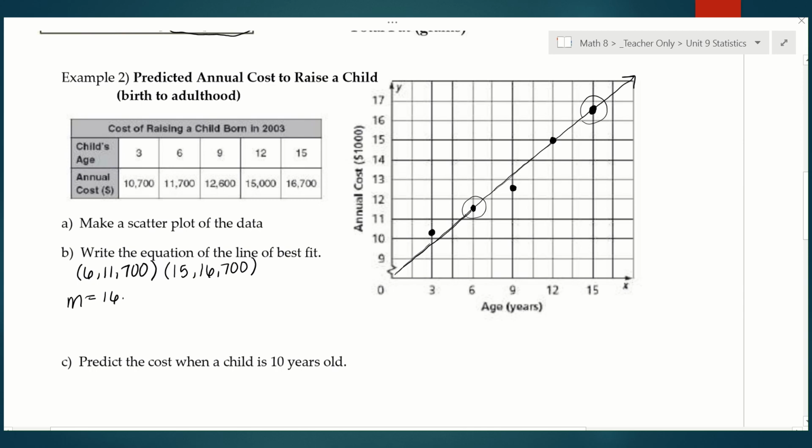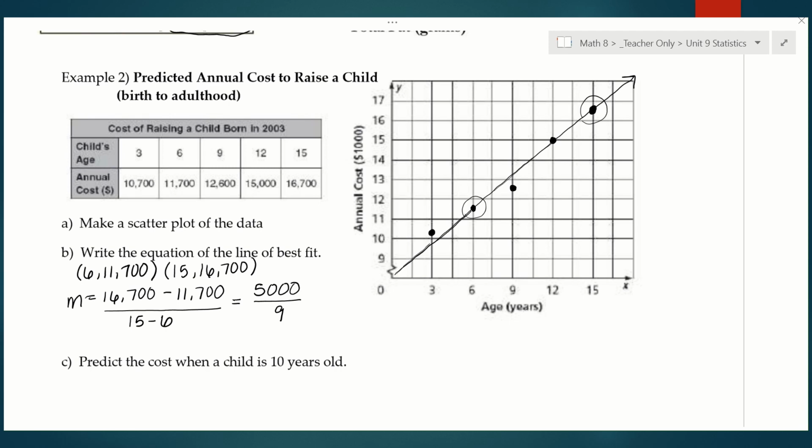So again, that's y2 minus y1 all over x2 minus x1. Okay, so looking at the difference in my y's, that looks like it's going to be 5,000 over 9. So one thing that you guys will start to notice is that these equations do not always come out to be nice. Okay, we actually got pretty lucky in example one that our slope and y-intercept came out to be so nice, because this one is not.